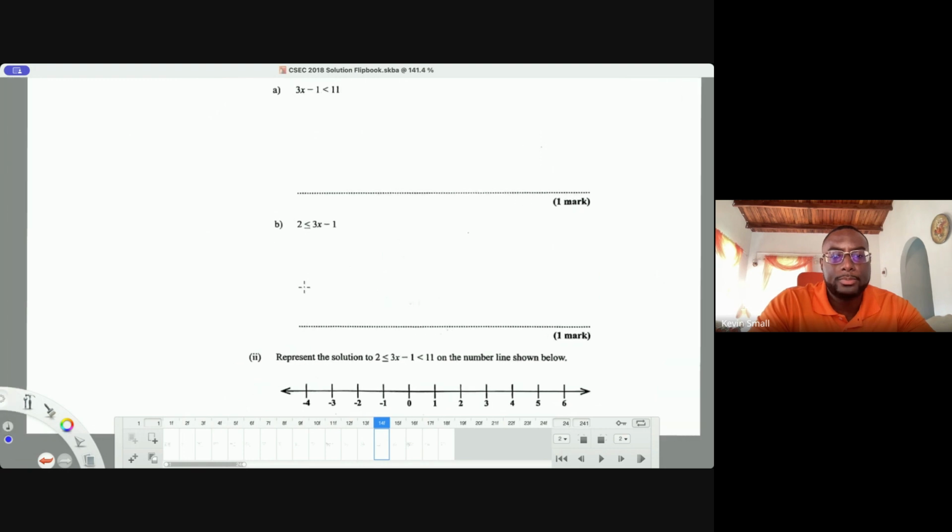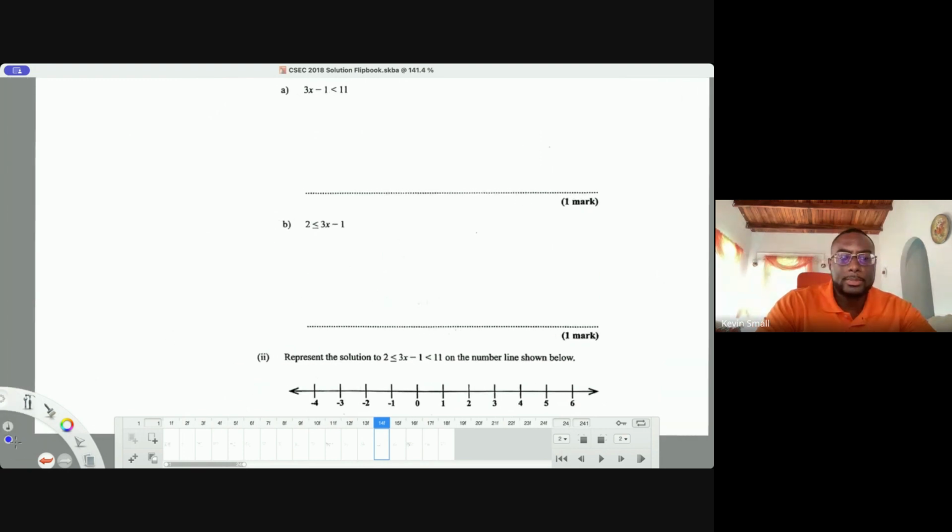All right. So first one, again, just do it normally. So that will be 3x minus 1 less than 11. Add 1 to both sides, so that would be 3x less than 12. X is less than 4.